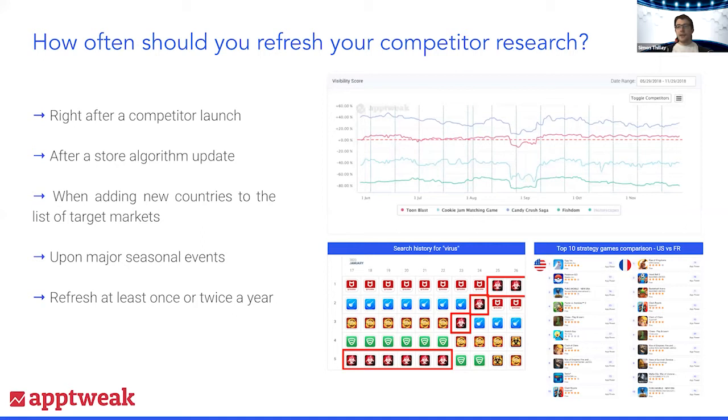If you're expanding to new countries, refresh your competitor list by looking at who is actually competing in this country. For instance, if we look at strategy games, the comparison of top 10 games between the US and France shows that only 4 of the top 10 games are present in both countries in terms of being present in the top 10, I mean. Another situation would be there's a major seasonal event.